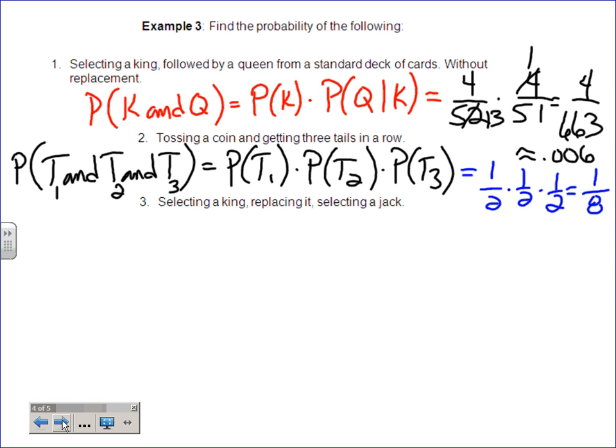Number 3 is a very similar problem. Why don't you do that one quick? Again, I want you working on some of the notation too, just so that when I use it later, it doesn't get confusing.